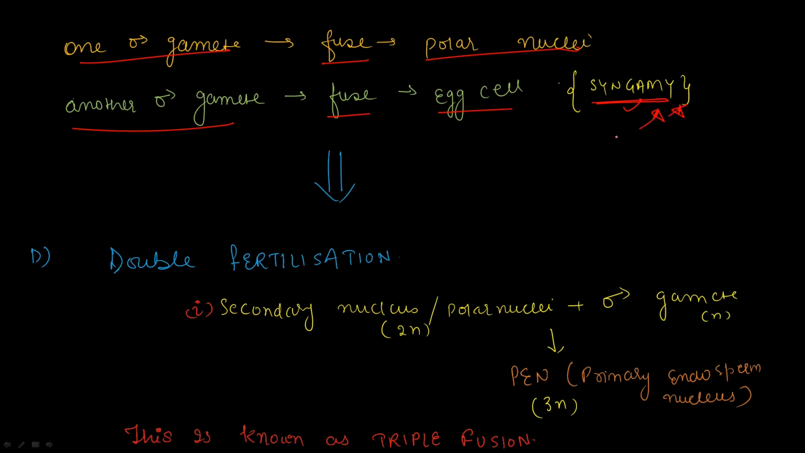And that is what syngamy is. Please don't forget this term, syngamy: the fusion of the male gamete and the female gamete, that is the egg cell. This process is known as double fertilization. Why? Because one male gamete is fused with the egg cell, and one male gamete is fused with the polar nuclei. So that's why two fertilizations are taking place.